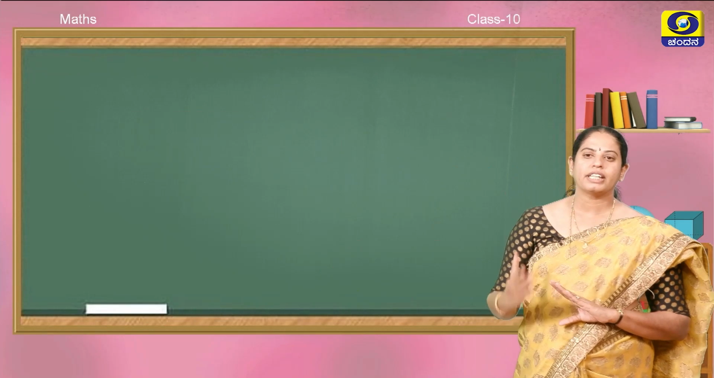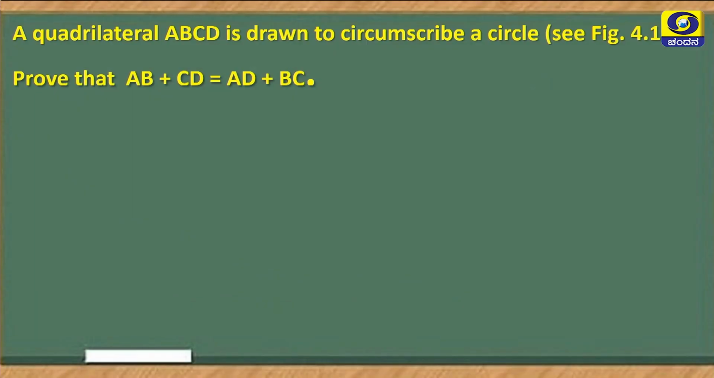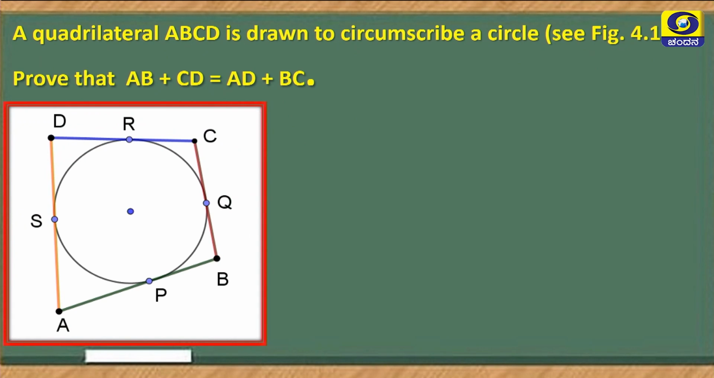Children, the next problem is: a quadrilateral ABCD is drawn to circumscribe a circle. Circumscribe a circle means we are drawing a circle inside the quadrilateral ABCD. We have to prove that AB plus CD equals AD plus BC. That means the sum of opposite sides of the quadrilateral, AB plus CD, are equal to AD plus BC, we have to prove.